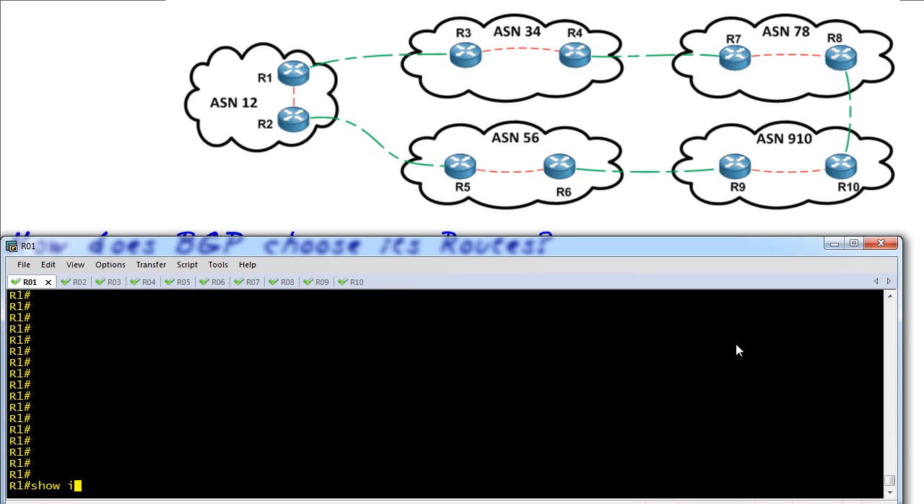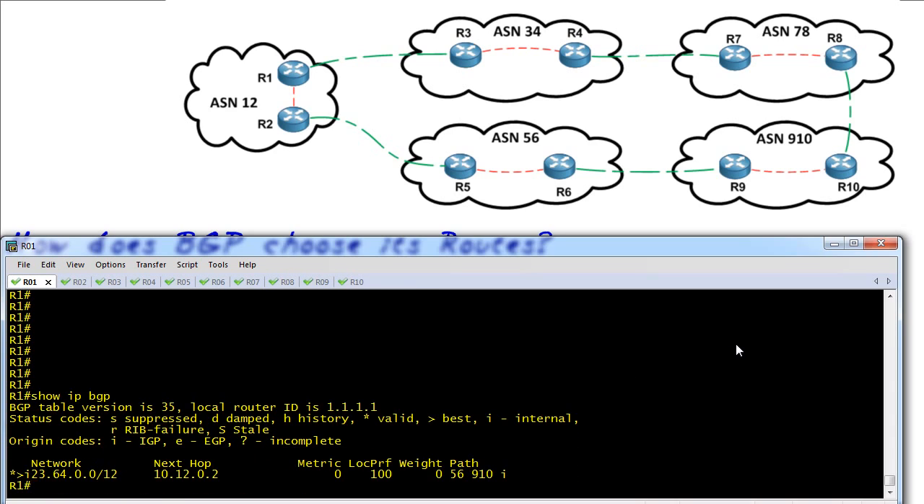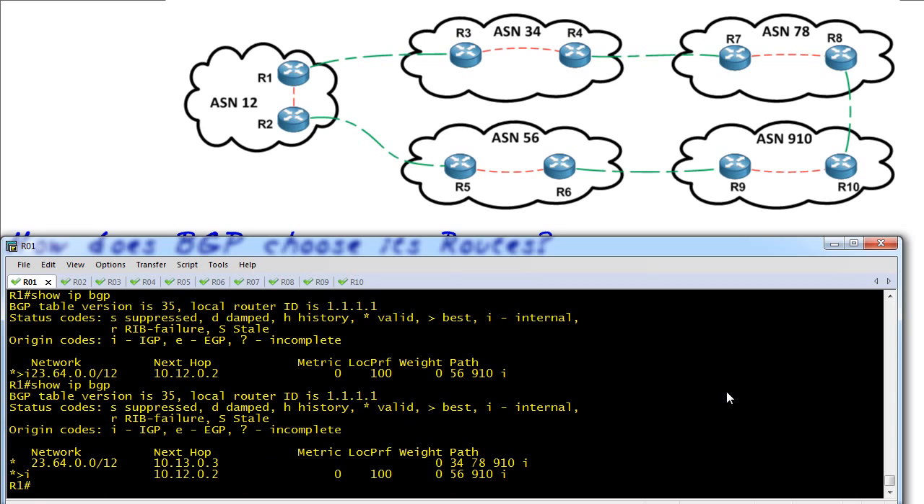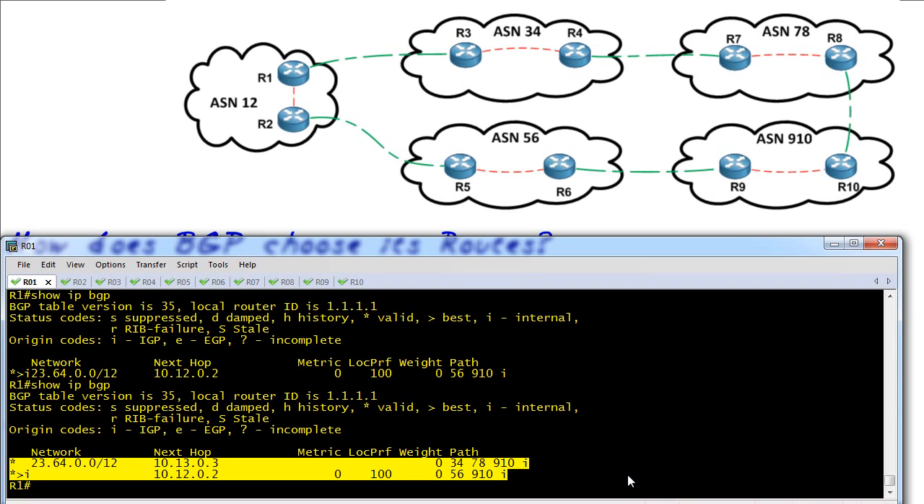If we do a show IP BGP right here, it's going to show us that we have one path for that route. And now we have two. So BGP takes a few moments to converge. I'll be quite honest, I was expecting both of them to be there the first time. So this is the network that we're after, 23.64.0.0/12, and we have two entries for it.